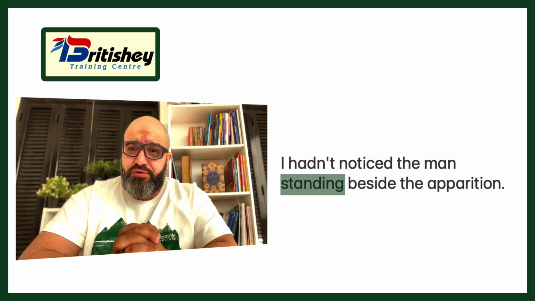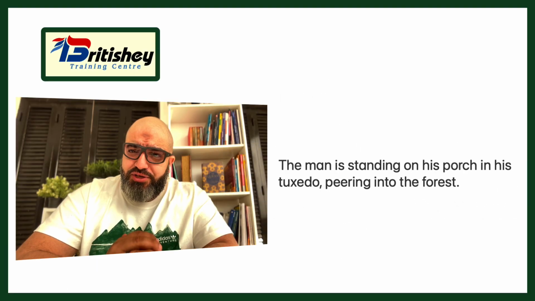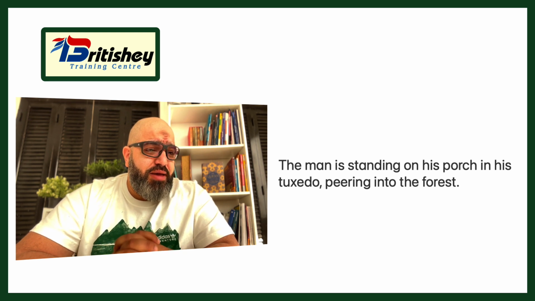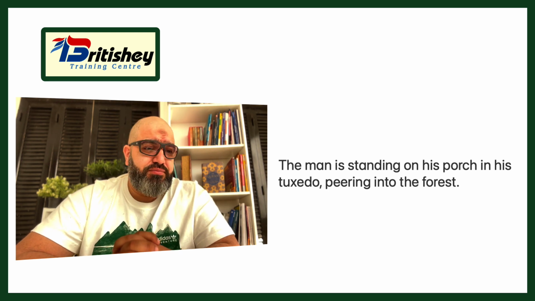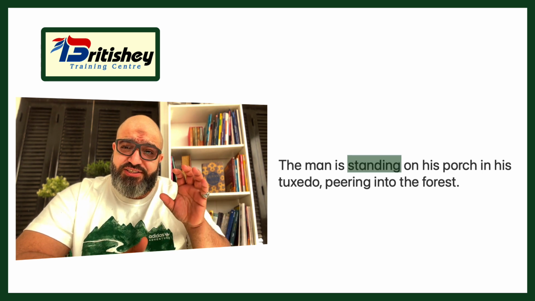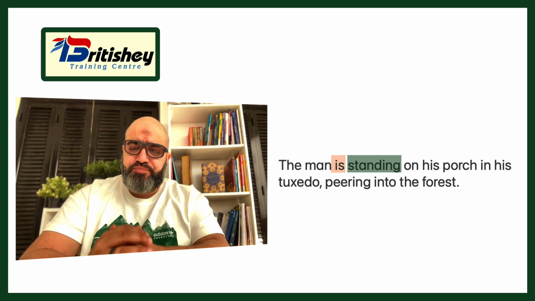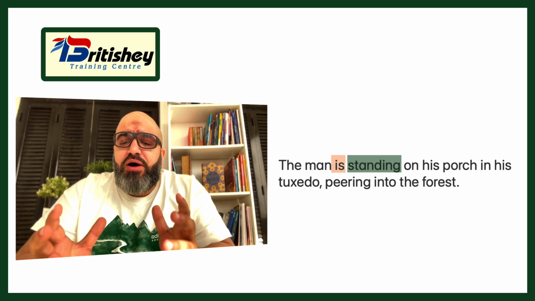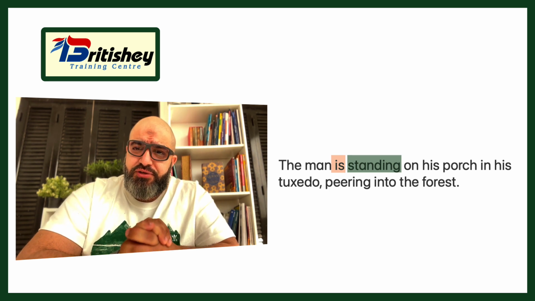Now let's have a look at another example, but this time the present participle is used as a verb. Let's read it together. The man is standing on his porch in his tuxedo, peering into the forest. Okay, one more time. The man is standing on his porch in his tuxedo, peering into the forest. So, we've got standing, and standing this time is a verb because it's preceded by verb to be, which is. Now, how are we going to be asked about this in the TOEFL ITP exam? Let's go to an MCQ question and have a look at it.